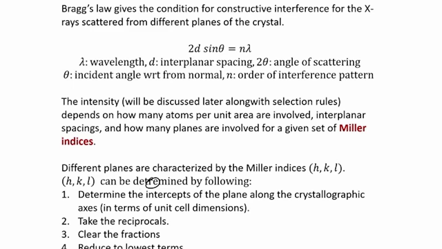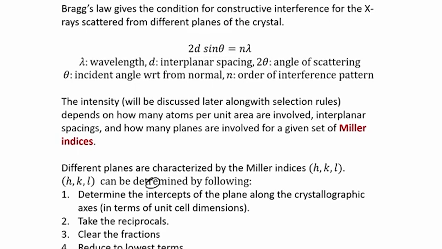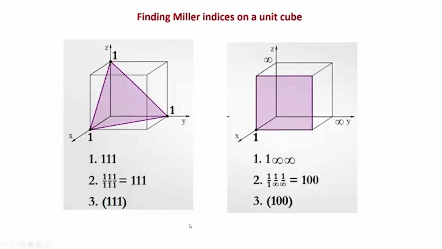You determine the intercepts of the plane along the crystallographic axes in terms of the unit cell dimensions. I will give you an example of that. Then take the reciprocals, then clear the fractions, which means you remove the fractions and reduce it to the lowest terms such that they are integers, and we get these planes. Just now you saw that the output has 1 0 0, 2 0 0 and so on. So, this is how these HKL or the Miller indices are determined.